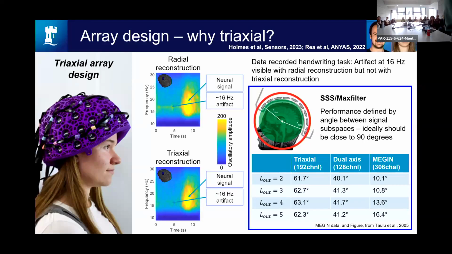In the MEGIN system, it's actually around 13, 14 degrees, something like that, depending on how we do the reconstruction. For a dual axis system, which is going to be similar, when we did the simulations, it was about 40 degrees. So it's massively opening up that angle. For a complete triaxial system, it's around 60 degrees. So we want it to be 90. We're not there yet, but for this array, we're getting to about 60 degrees. And that means that we're much better able to differentiate fields from the brain compared to fields from outside.